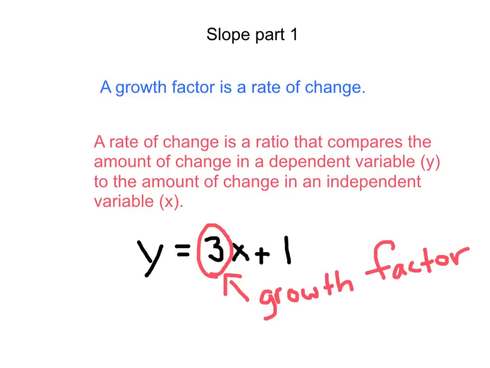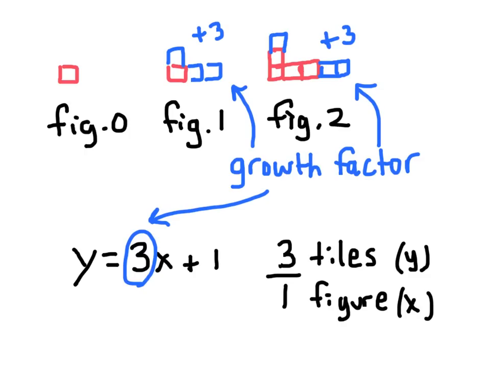If you recall from our work on patterns and multiple representations, when we represent a rule using a pattern of tiles or a pattern of blocks, the number of tiles that each figure changes by is the number in front of x. It's the growth factor. So let's look and see what that looks like.